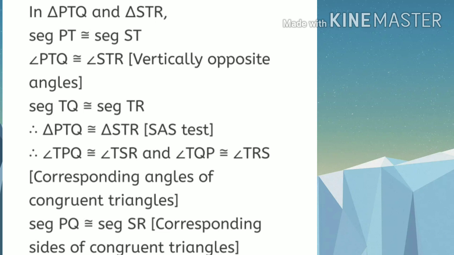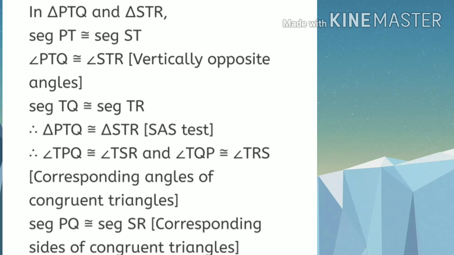In triangle PTQ and triangle STR, segment PT congruent to segment ST is given. Angle PTQ is congruent to angle STR by vertically opposite angles. Segment TQ is congruent to segment TR is given. So therefore triangle PTQ is congruent to triangle STR by SAS test of congruency, that means side angle side test.